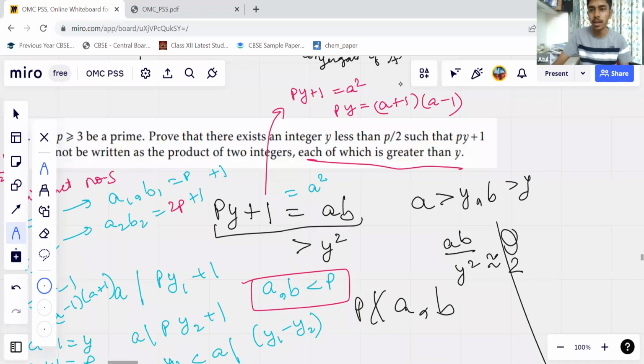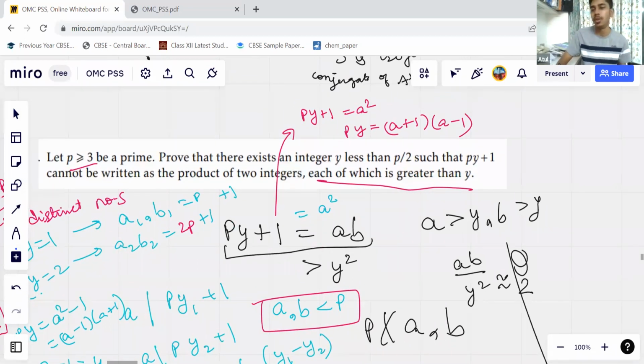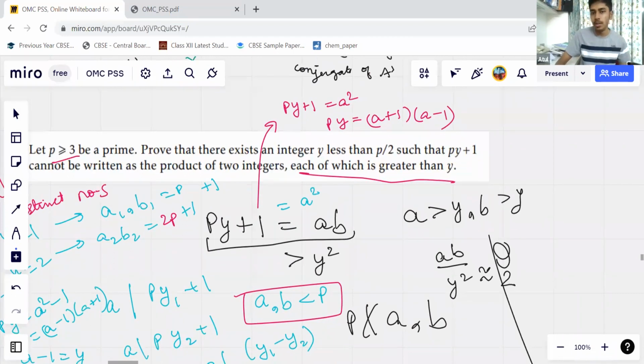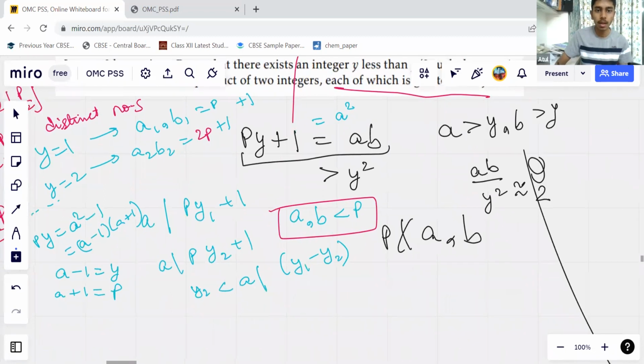So the only possibility that you can have this sort of thing is if a minus 1 equals y, and a plus 1 then has to equal p. But this would imply that y equals p minus 2, which cannot happen. Actually, maybe it can happen when p equals 3, but we can eliminate this possible case. We can clearly check p equals 3 and 5, for example, to show that this works. So for all primes at least 7, let's say, we know that a will never equal b.